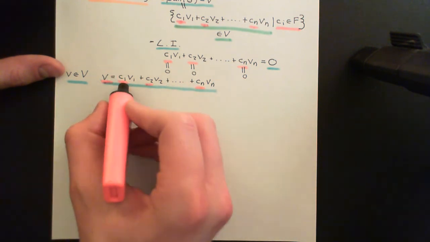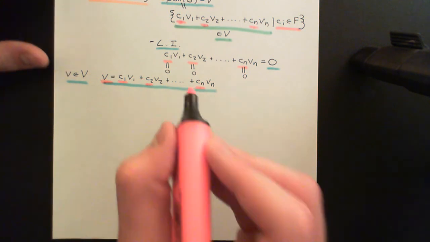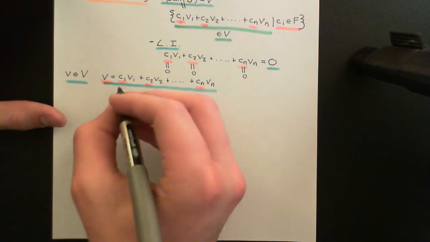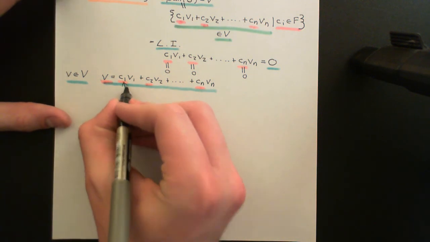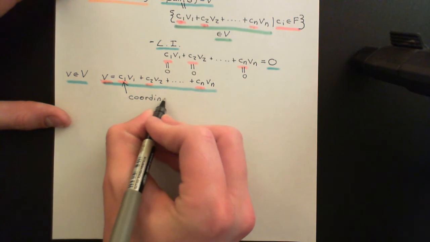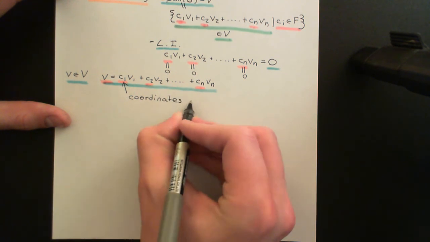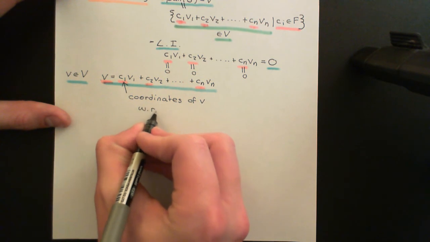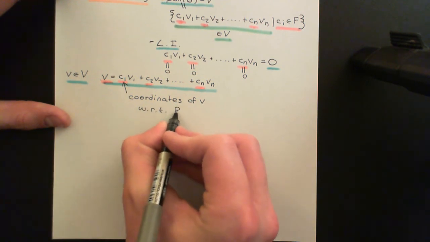Okay, so we could associate this combination of scalars from the field capital F with this vector v, and that is exactly what you do. That is exactly the concept of a coordinate vector with respect to a basis, or the coordinates with respect to a basis. So these scalars here are the coordinates of the vector v. I write this out: these are the coordinates of the vector v with respect to the basis B.